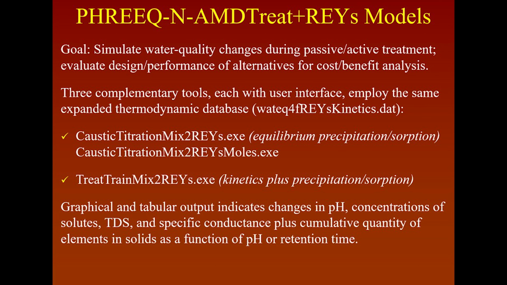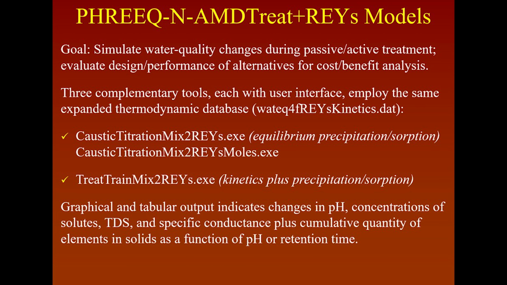The only difference between the two caustic titration models is whether the input data are in milligrams and micrograms or in moles. It just helps to have options for different input units. And then the second set is this treat train model, which is similar to what was incorporated into AMD Treat. It's a sequential model that incorporates kinetics. And the kinetics apply, I'll explain that later.